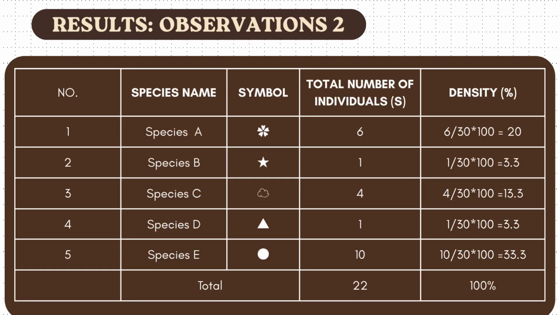Observation of the second quadrat, we get 5 species. First one, species A. The total number of individuals we get is 6. Species B we get 1. Species C we get 4. Species D we get 1. And last, species E we get 10. So the total number of individuals we get is 22.